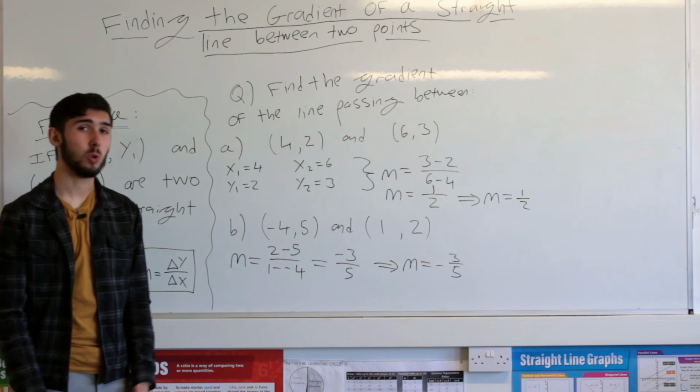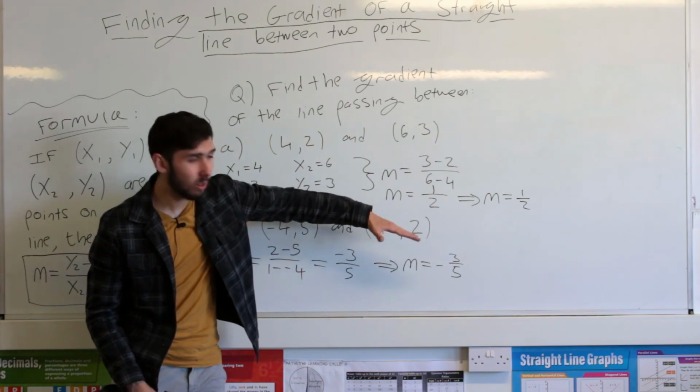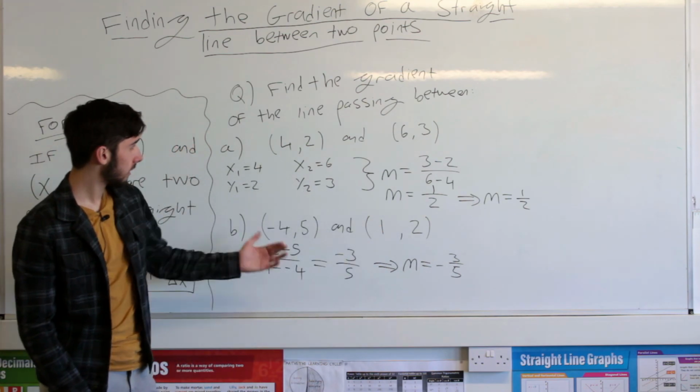Which again, it means it's not going to be particularly steep, but it's also going to be negative. So it's going to be sort of coming down like this, something like that, okay? That's how you do it.